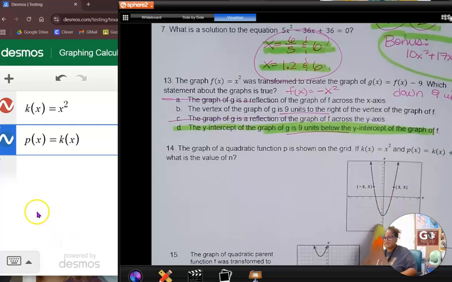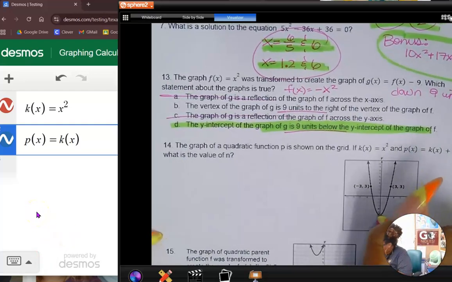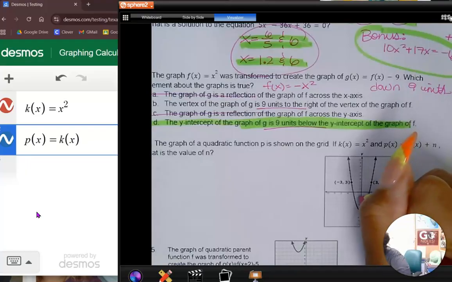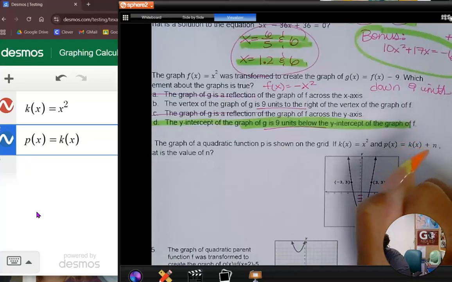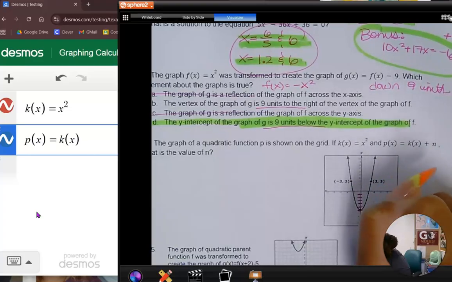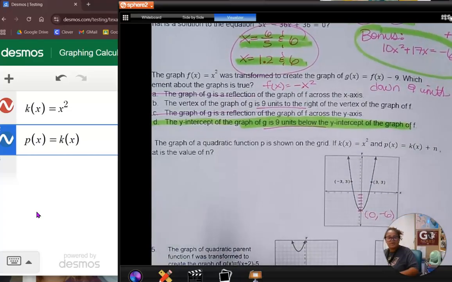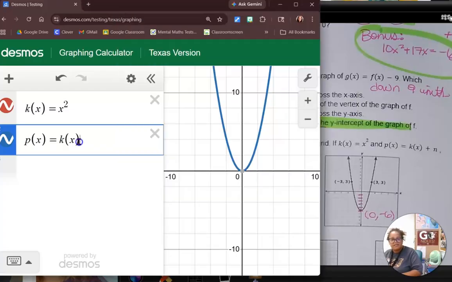So I need to look at my vertex here. My vertex is always the giveaway. Okay, this is kind of hard to make out, but I'm going to count the lines. 1, 2, 3, 4, 5, 6. So this is 0, -6. So I need to play around with this over here and make my equation or my vertex -6.